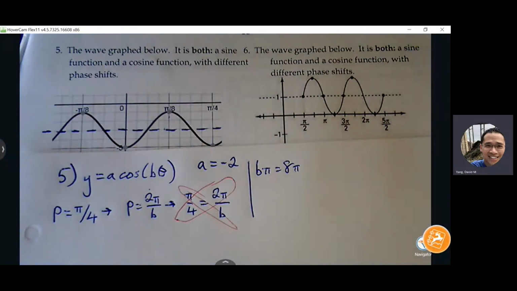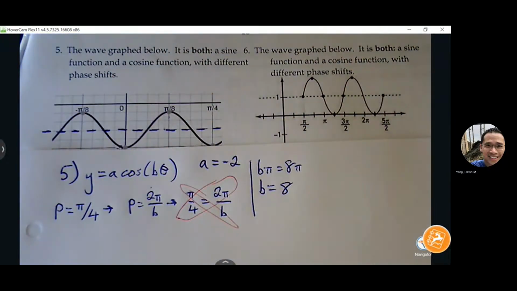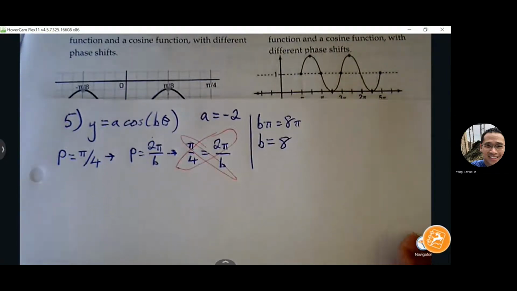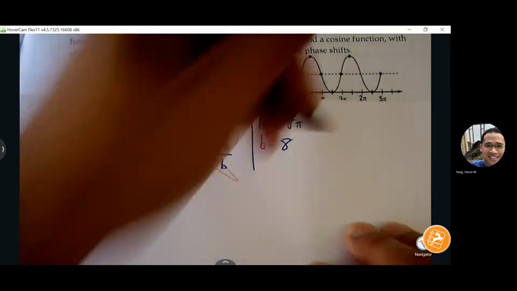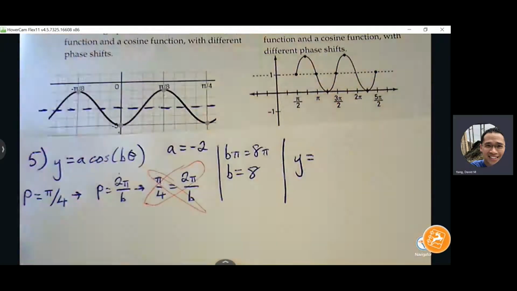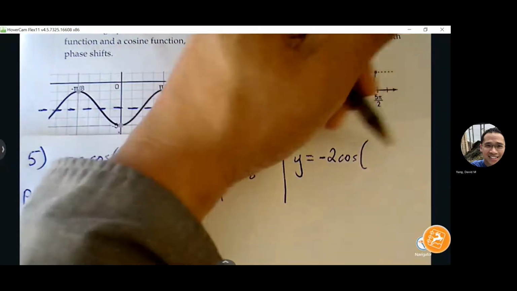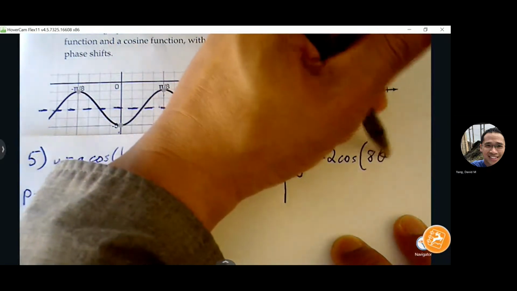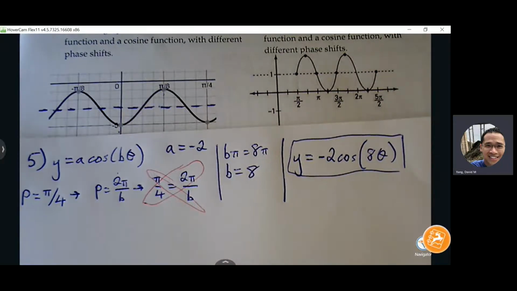What's our B value? 8. Okay. All right, do we have everything we need to build our cosine graph? Good, right? Y equals -2. Oh, wait, something else I'm missing here.